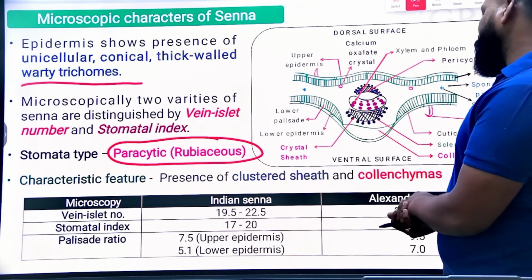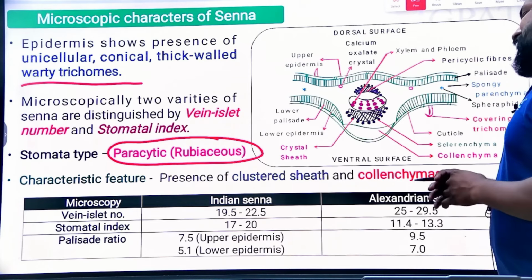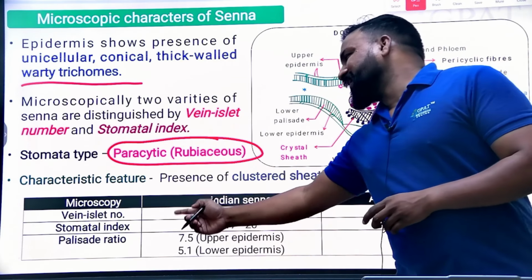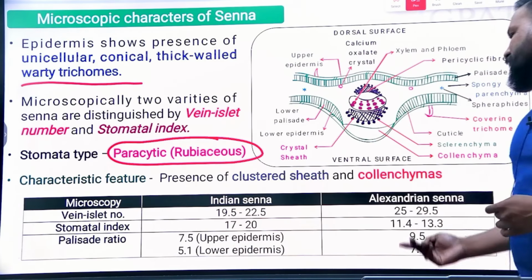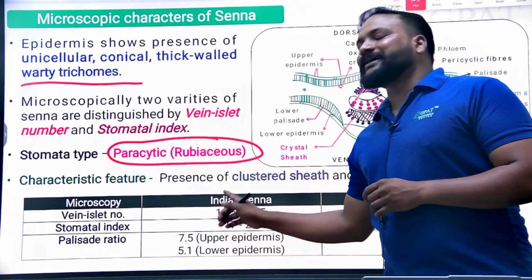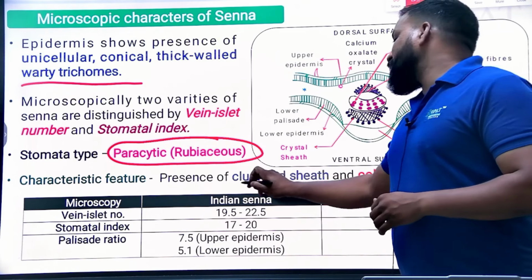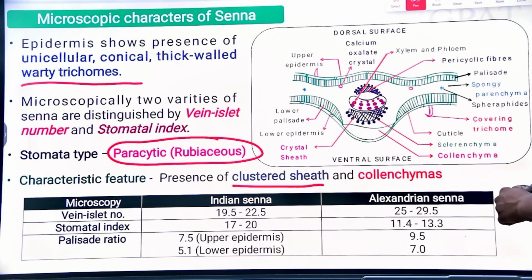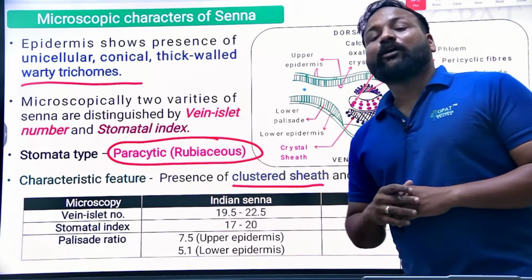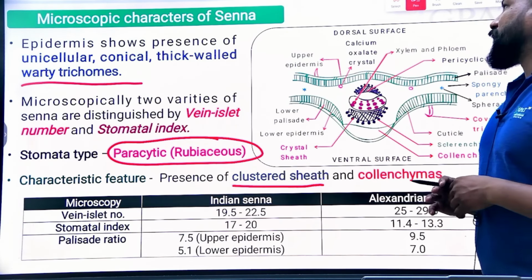Okay, the balance ratio is a bit lower in Indian senna and more in Alexandrian senna. Try to remember that. The vein-islet number and balance ratio are very much higher in Alexandrian senna, whereas the only unique feature, the stomatal index, is higher in Indian senna. It also contains a cluster sheath. The cluster sheath of crystals is also a characteristic feature for the senna. Clear?